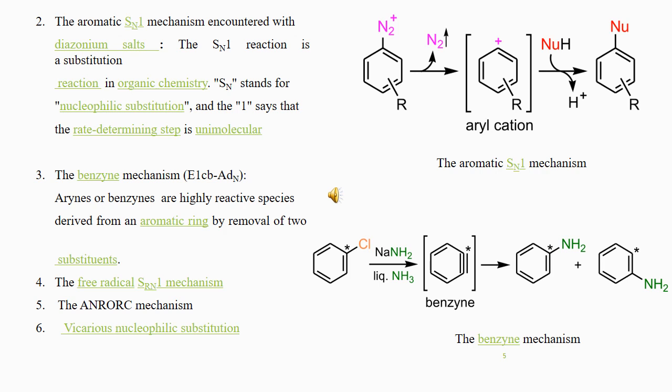Then the other three aromatic nucleophilic substitution reactions you just need to know by name even right now, because most of the concern will be the first three. If there will be any one of these three, which I am going to just give you by name, we shall be discussing that over there. The free radical SRN1 mechanism, the ANRORC mechanism, the vicarious nucleophilic substitution. Alright, so got it?